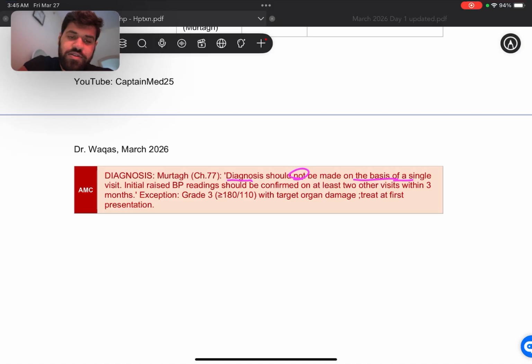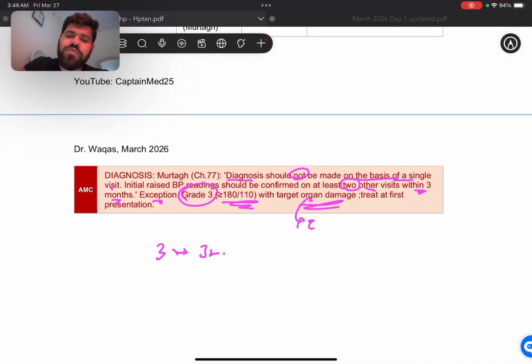All right. So as I was stating earlier, the diagnosis should not be made on the basis of a single visit. An initial raised BP reading should be confirmed on at least 2 other visits within 3 months. All right, so we need a total of 3 readings in 3 months to confirm. The only exception is going to be grade 3, with target organ damage. So organ damage means we have an emergency. All right, treat at first presentation always.